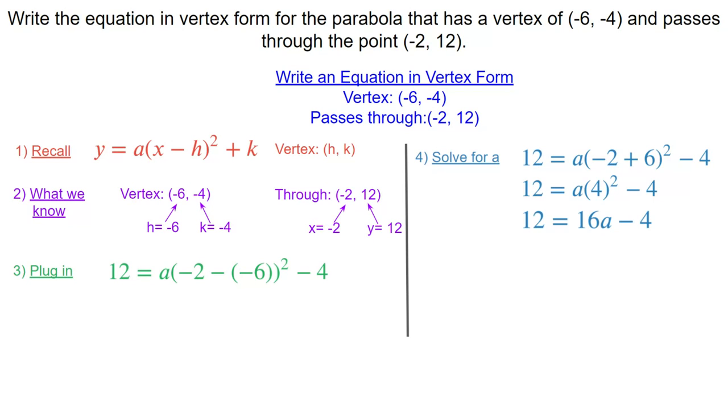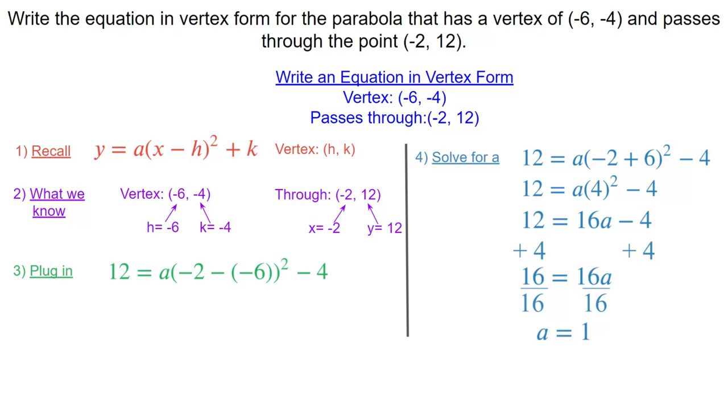Now to isolate the a, we can use inverse operations. First, let's move that -4. The inverse of subtraction is addition. So I'll add 4 to both sides of my equation. And 12 plus 4 is 16. So I have 16 equals 16a. Again, inverse operations, we have that 16a, that's 16 times a. The inverse operation of multiplication is division. So I'll divide both sides by 16. And 16 divided by 16 is 1. So I have a equals 1.